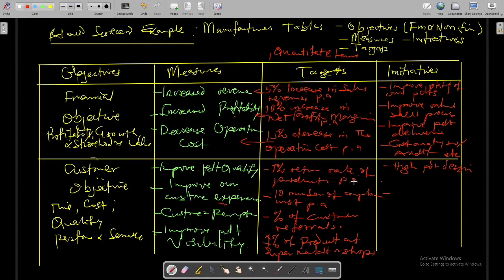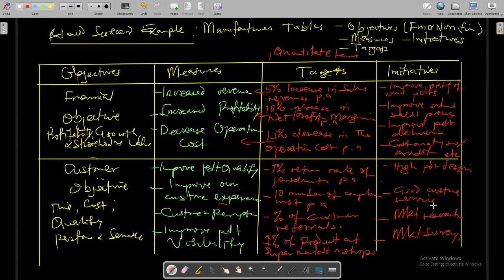Then the next one is 10 number of complaints. How can we reduce the number of complaints? What initiative can we take to reduce the number of complaints? We can do good customer service. So if customers have good customer service, then their complaints will be reduced. Then the next one, product visibility. What can we do? We can use market research as an initiative to see the number of customers who are referring others to our product. Then for the percentage of products at shops, we can use market surveys.